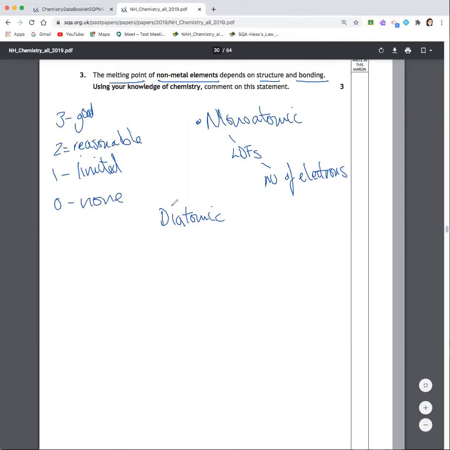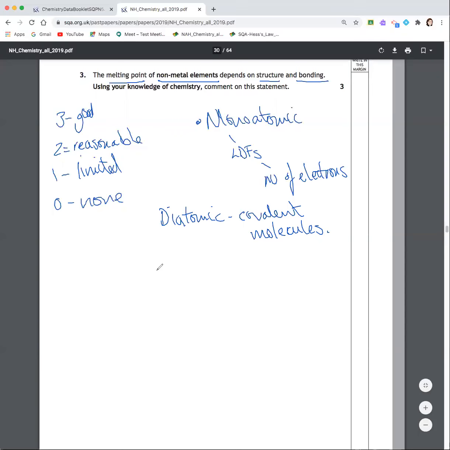So they are covalent molecules, and because they are diatomic, they will have more electrons per particle than the monoatomics. Therefore, they have stronger London dispersion forces, so their melting points are slightly higher.